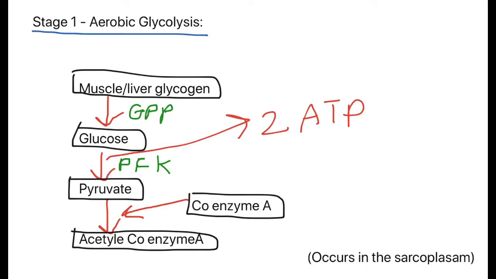So, basically, it's very similar to anaerobic glycolysis, as we see, muscle and liver glycogen is broken down into glucose by that GPP enzyme, which is further broken down into pyruvate by PFK. In that reaction, as we know, releases the 2 molecules of ATP. However, in the presence of oxygen, pyruvate now binds to coenzyme A to produce acetyl coenzyme A, or acetyl-CoA for short. And this occurs in the sarcoplasm, remember guys, just like anaerobic glycolysis, sorry.